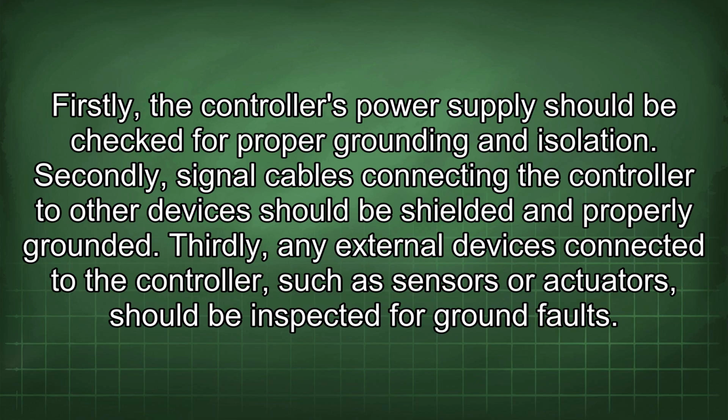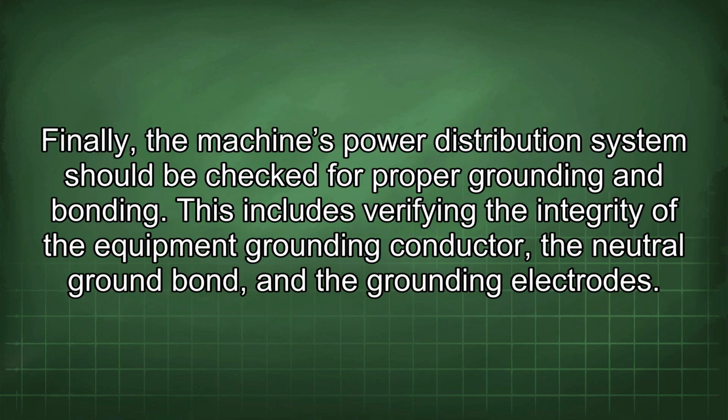Thirdly, any external devices connected to the controller, such as sensors or actuators, should be inspected for ground faults. Finally, the machine's power distribution system should be checked for proper grounding and bonding. This includes verifying the integrity of the equipment grounding conductor, the neutral ground bond, and the grounding electrodes.